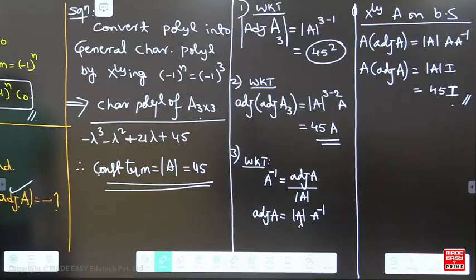Lambda power 4 means minus 1 whole power 4. That's it. Okay, bye-bye.